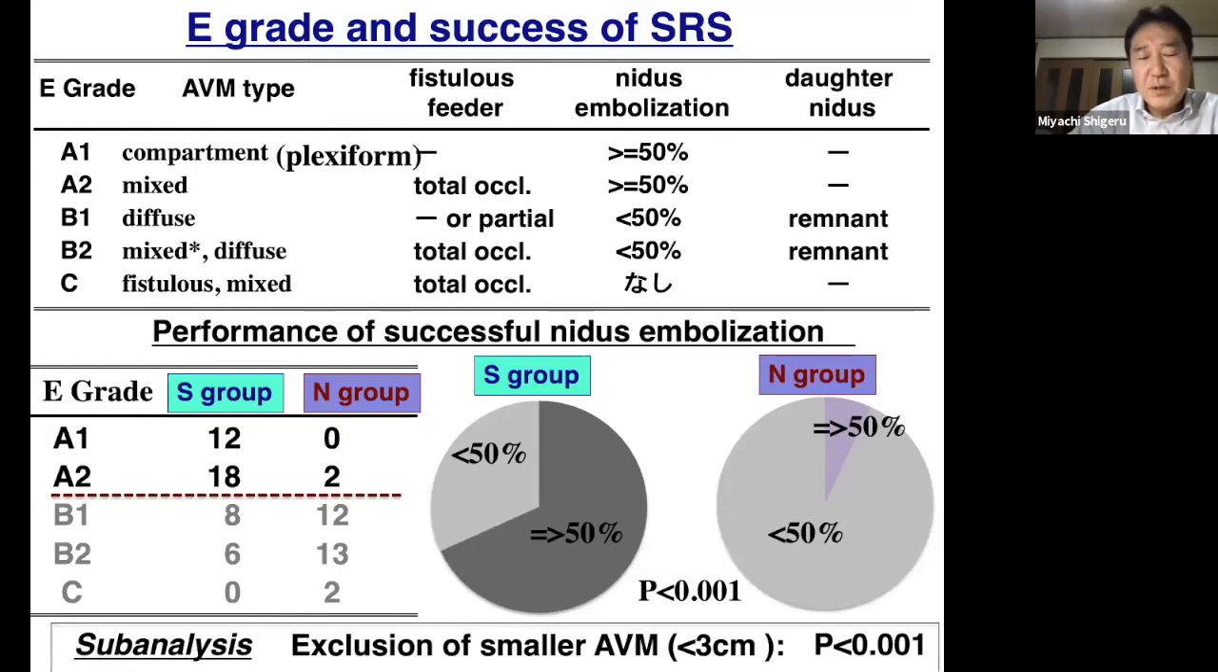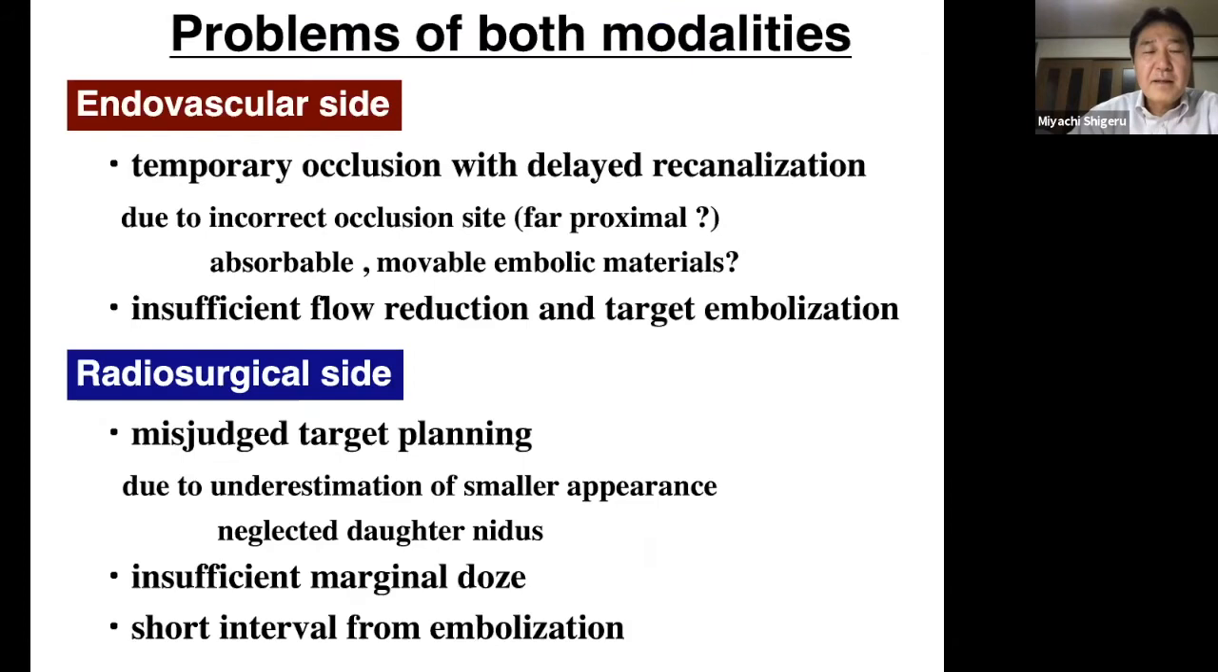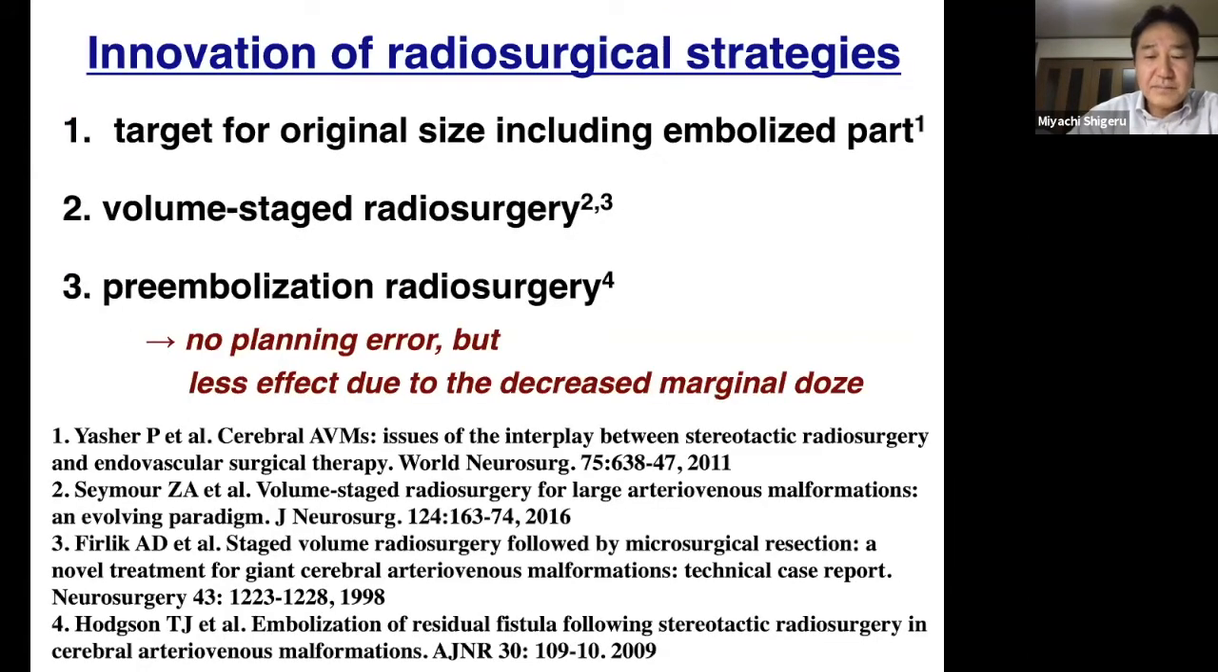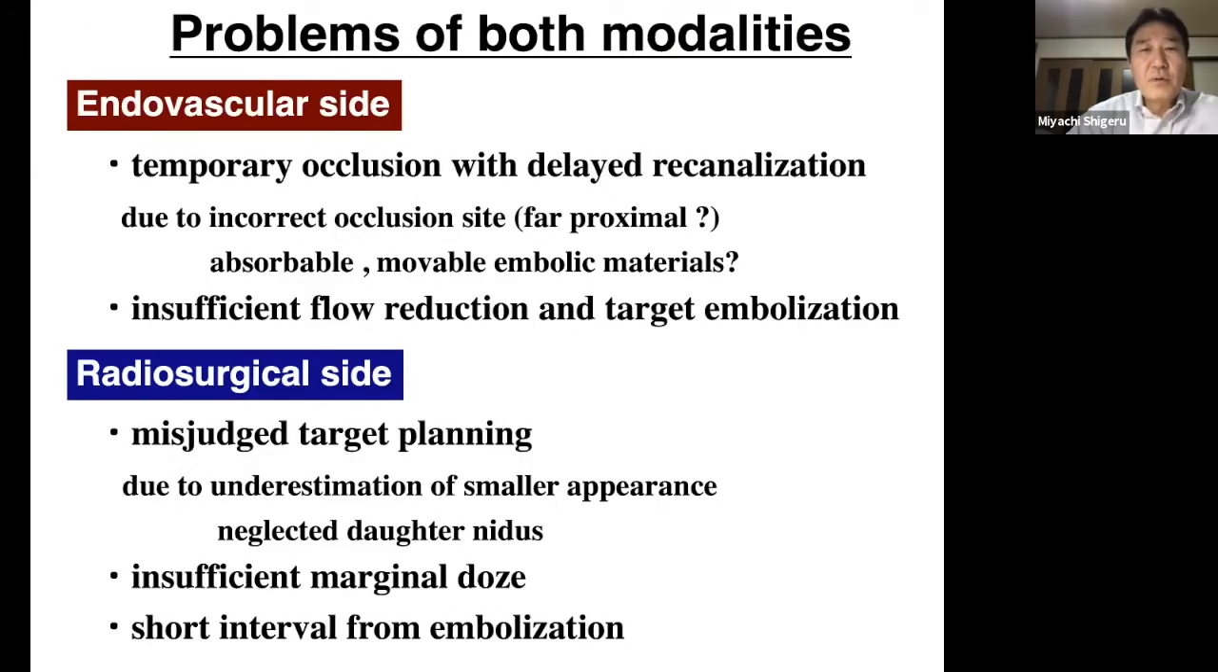So if we perform the nidus embolization completely, we can expect total occlusion with the radiosurgery. Now, the problems of both modalities. On the endovascular side: temporary occlusion with delayed recanalization, insufficient flow reduction, and target embolization. On the radiosurgical side: misjudged target planning, insufficient marginal dose, and a short interval from embolization.